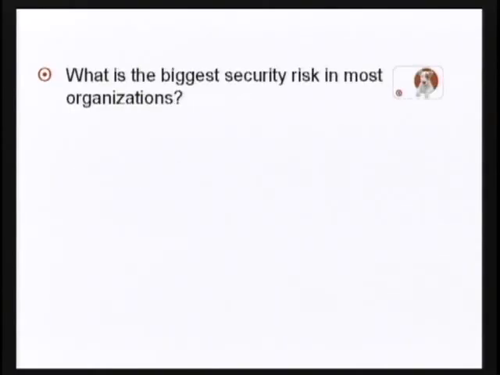So what is the biggest security risk in most organizations? Data? That is definitely a risk, but there is something that is even bigger than that. Insider threat. Sorry?